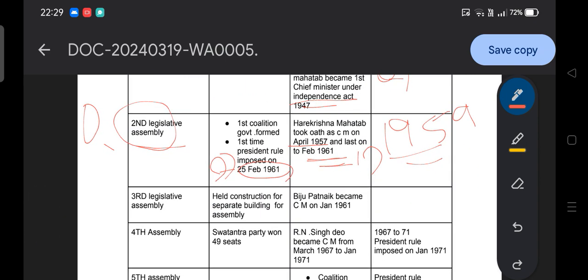Then move to the third legislative assembly. What is the importance of the third legislative assembly? Construction of a separate building for the assembly was held. Why is this point important?